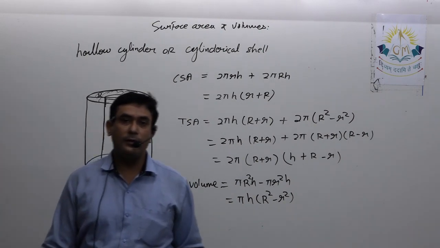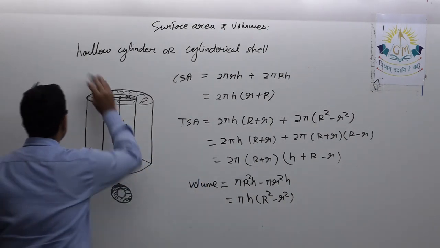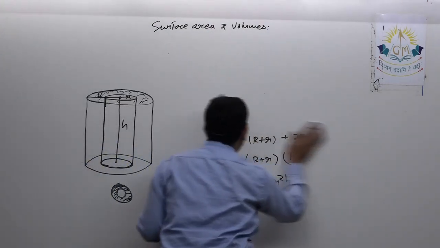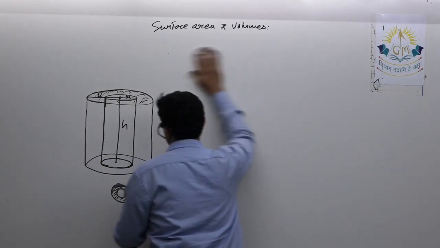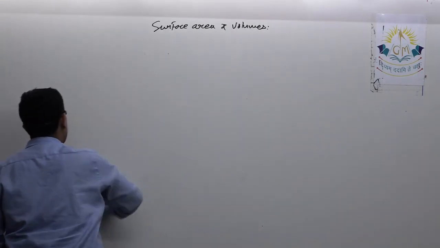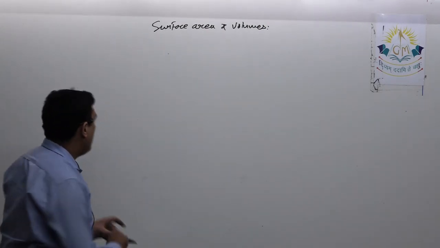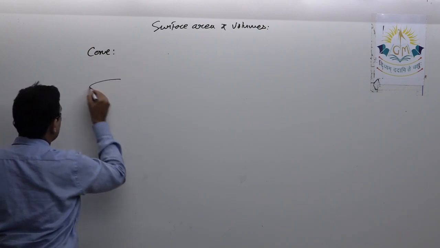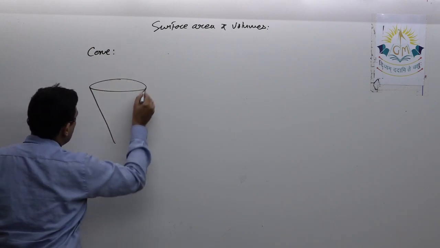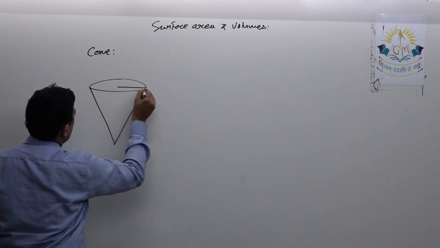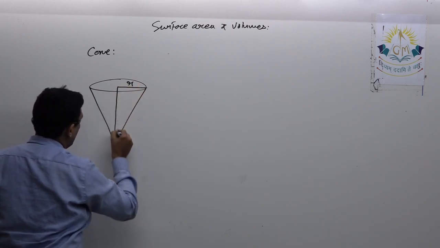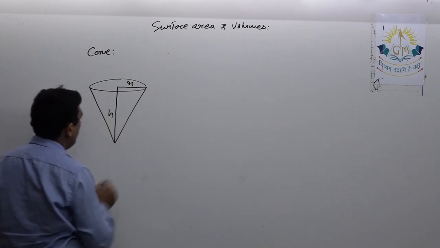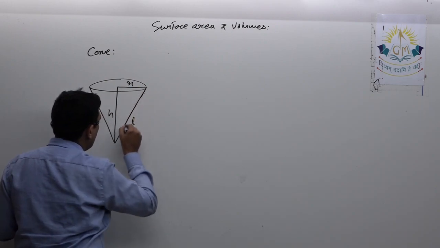Now the next solid, that is the cone. Next we will see the total surface area, curved surface area and the volume of a cone. Cone or right circular cone is the same thing. So this looks like a cone with radius r and obviously height as h. Now here this is called the slant height.